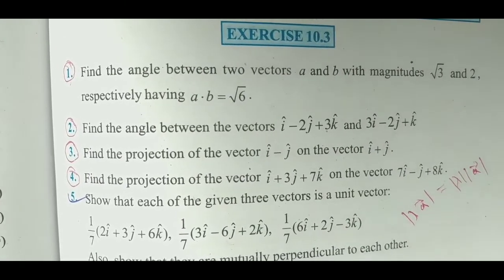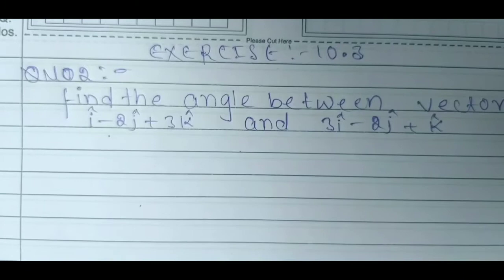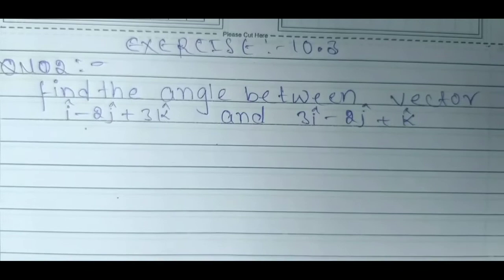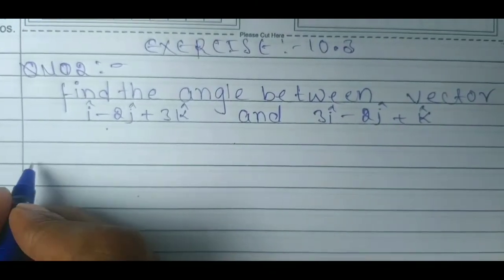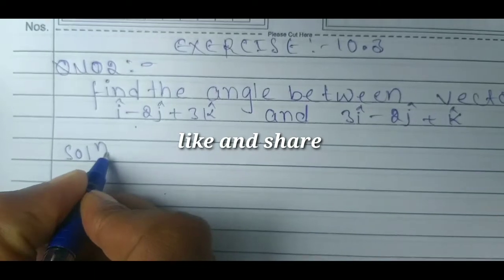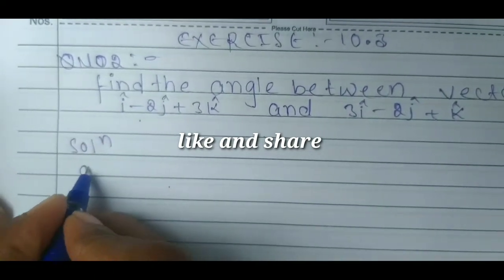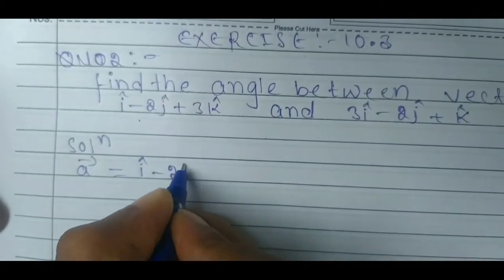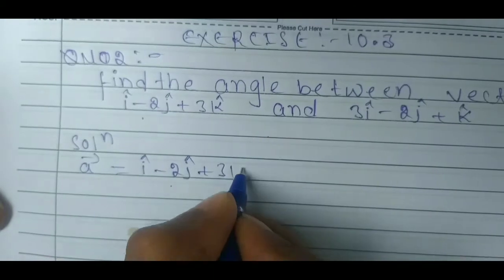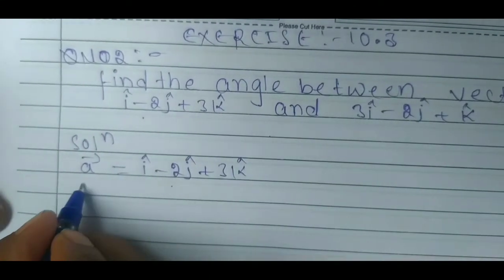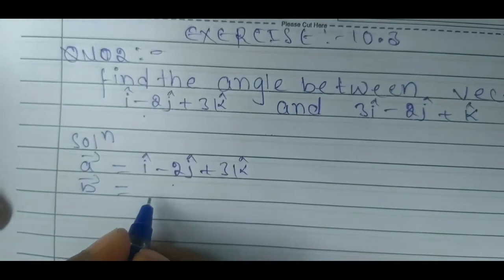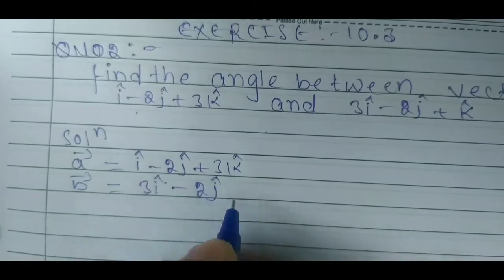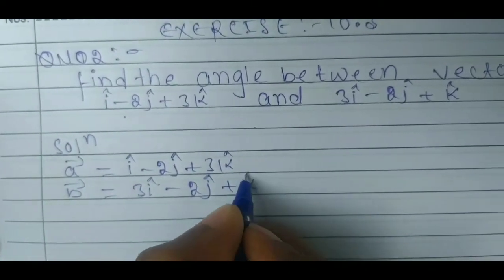Let's see. Now we will see exercise 10.3 question number 2, that is, find the angle between the vectors A and B given here. Solution: the first one I will take, vector A is equal to i cap minus 2j cap plus 3k cap, and vector B is equal to 3i cap minus 2j cap plus k cap.